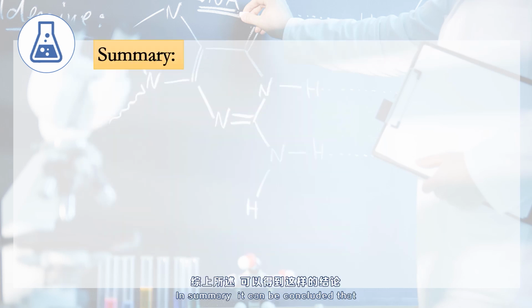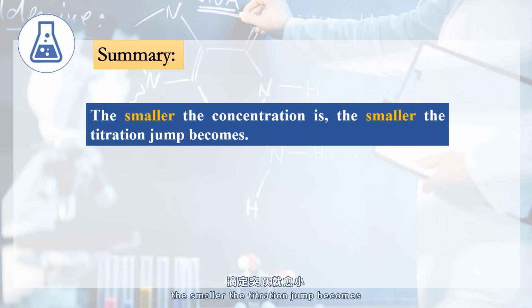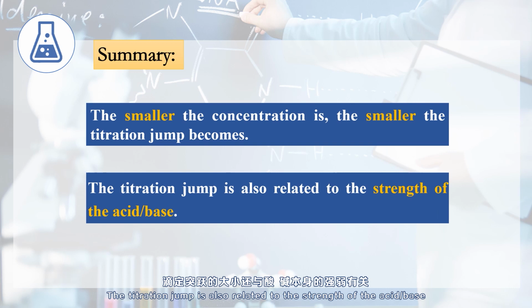In summary, it can be concluded that in the acid-base titration process, the smaller the concentration is, the smaller the titration jump becomes. The titration jump is also related to the strength of the acid or base.